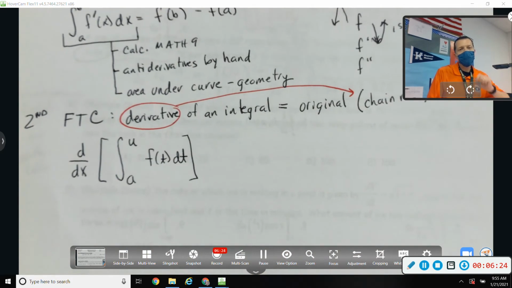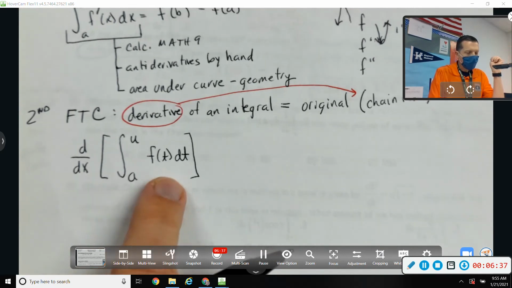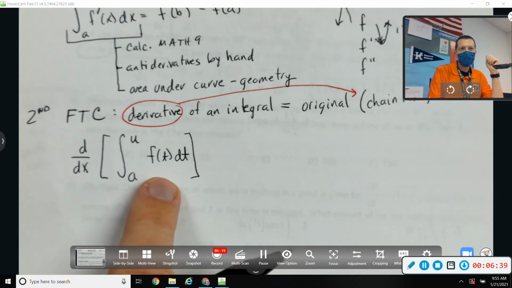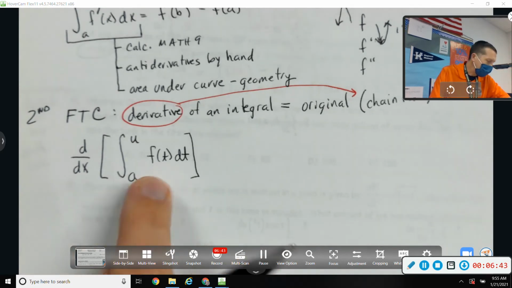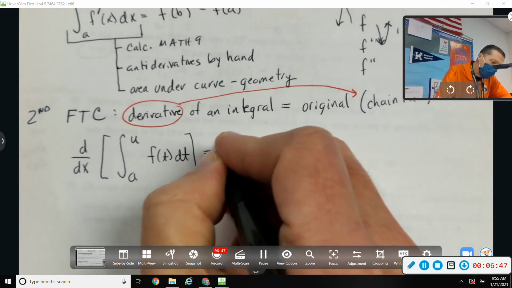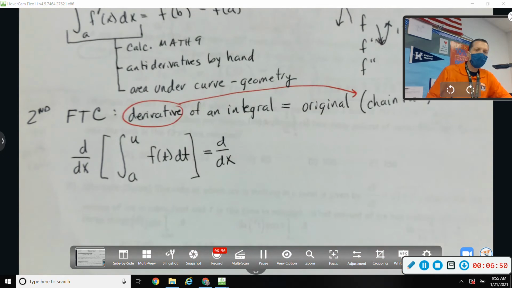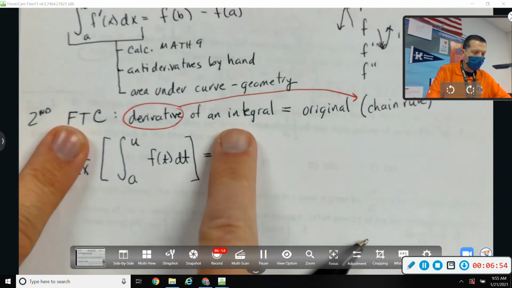You got all kinds of letters going on here. So x we're familiar with. u is another function that we'll have to chain rule in a minute. a is a constant. So 12 or pi or 37. t is kind of just a placeholder, like f of x, but we're already using x, so we're going to use f of t. All right, well, d dx is still there, right? We have to work from the inside out. So d dx, we haven't applied that yet.